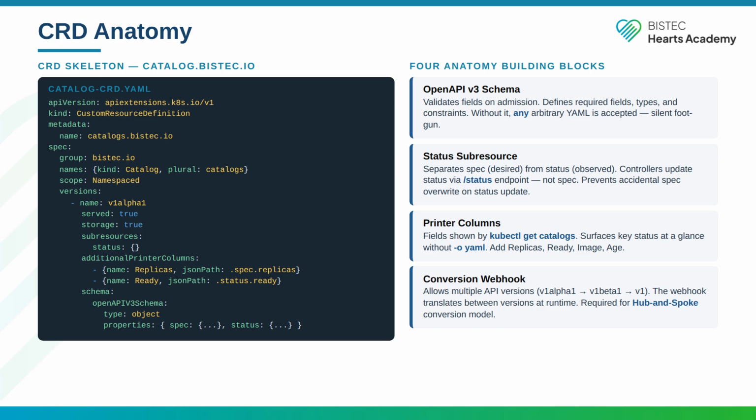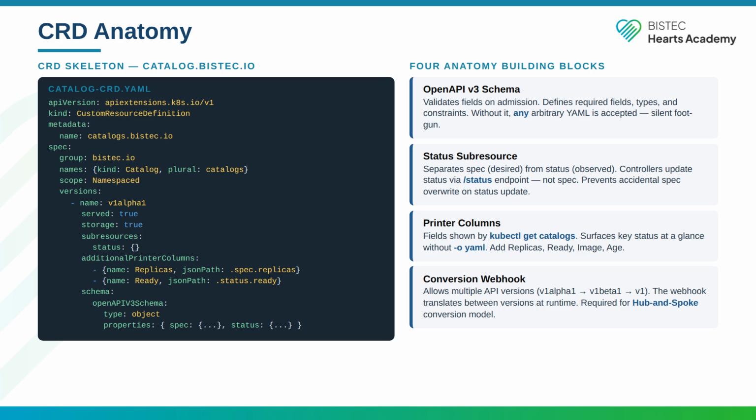Printer columns determine what kubectl get shows for your resources. Without them, kubectl shows only name and age. With them, you can expose ready state, replica counts, image tags, and any other useful fields directly in the terminal output. A CRD without printer columns is a usability failure for the operators and the developers who have to work with it.